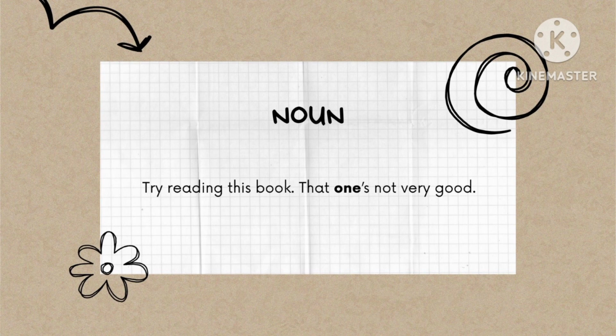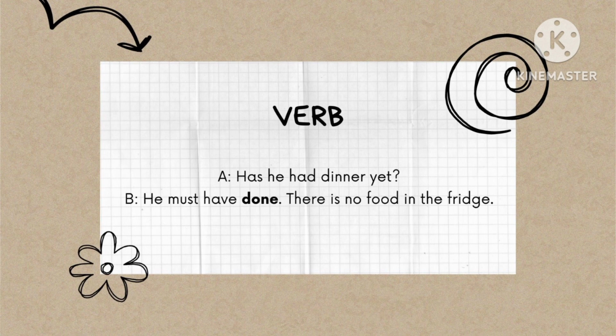This example can involve substituting an item for a noun. In the following example, the word one that I bolded substitutes for the noun book. Next, it can involve substituting an item for a verb. In this example, done substitutes for the verb group had dinner.